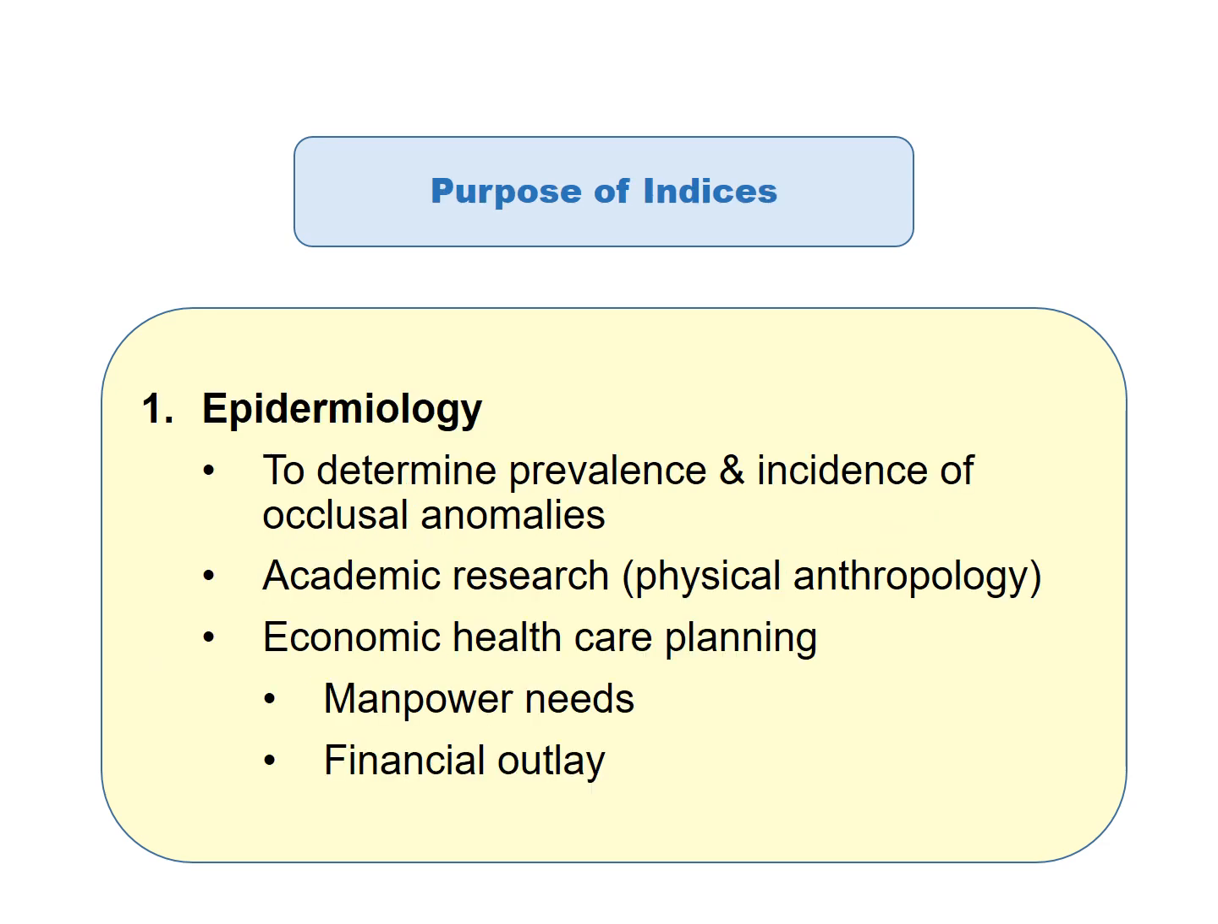Now, what is the purpose of an index? An index can be used for epidemiological purposes, that is, to determine the prevalence and incidence of occlusal anomalies. It can be used for research purposes in the field of physical anthropology, and it can be used for economic healthcare planning, to plan manpower needs and the financial outlay needed for provision of services.